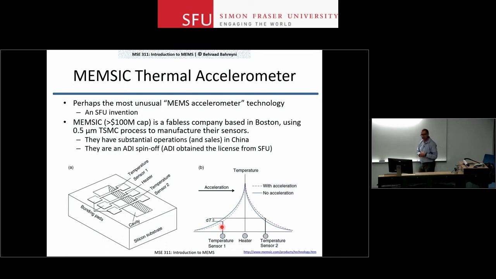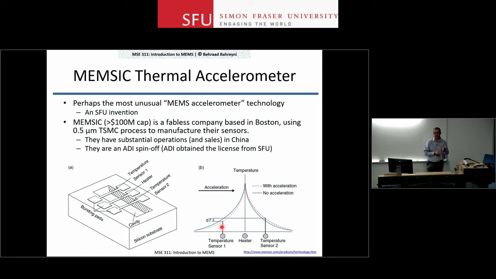So this idea is an SFU invention by Dr. Albert Leong from the School of Engineering Science. He has since retired, I think a couple of years ago, and is enjoying his retirement after this great invention. The idea was licensed by Analog Devices, back in, I think, the late 90s. The reason they came and licensed this from SFU is that at the time, this was offering a performance that was similar to their own accelerometers, and this was a significantly simpler device.